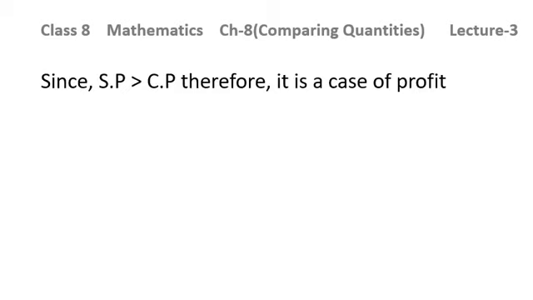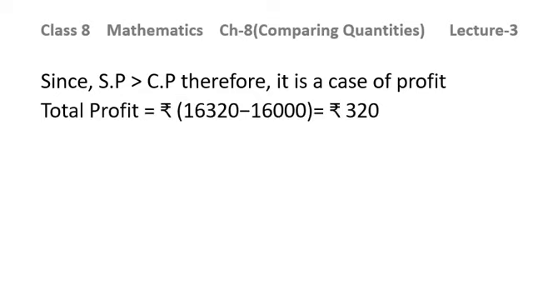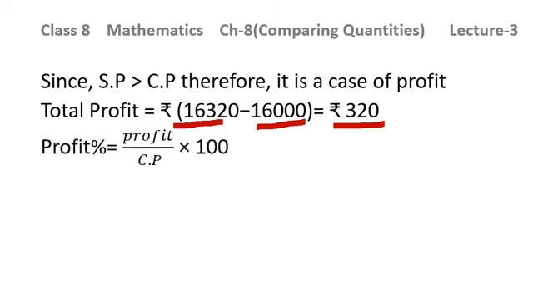So since SP is greater than CP, therefore it is a case of profit. Total profit will be calculated like this. Total SP minus total CP will give you total profit. So this is the profit that shopkeeper has made. So profit percent will be calculated: profit over CP into 100.